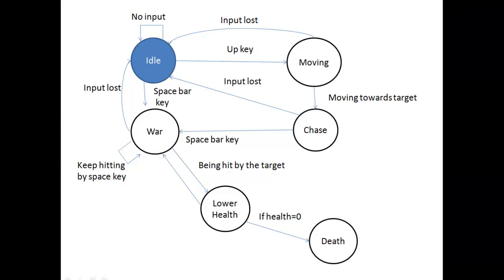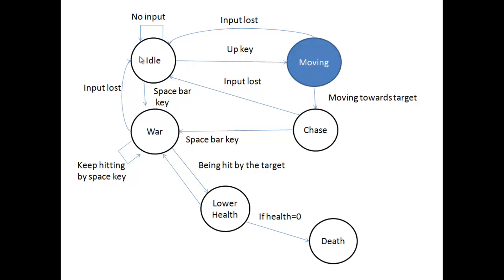This is the finite state machine that we have created for the game. As we saw, when the game started and the player was in the idle state, or the player was stationary, or when no input was given by the keyboard, the player was in the idle state. When we press the up key, the player started moving. Now in this state we see that when the input is lost, or when we press no key on the keyboard, then the player again becomes stationary, which means that it again goes into the idle state.